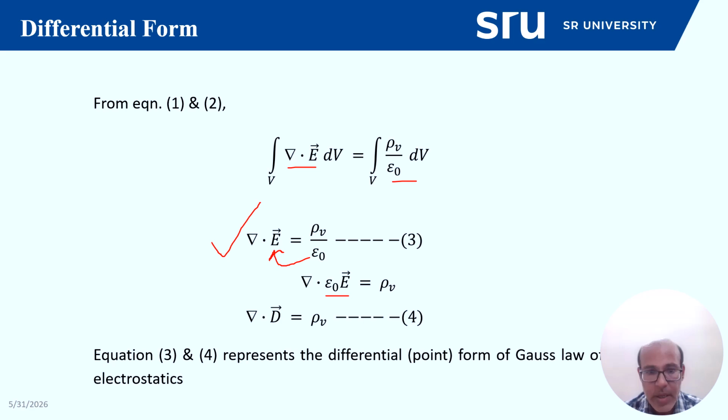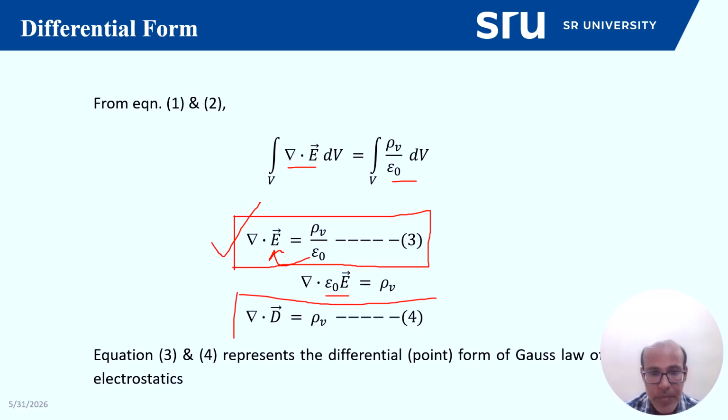Epsilon naught E is D. Therefore, we write del dot D is equals to rho V. So, just like in case of the integral form, we have written both in terms of E as well as D. So del dot E is equals to rho V by epsilon naught, del dot D is equals to rho V. Now you see equation 3 and 4, we call it the differential form of Gauss law of electrostatics, or we also call it the point form of Gauss law of electrostatics.